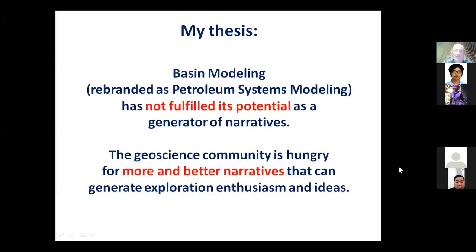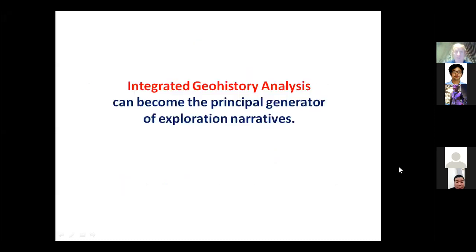My starting thesis is that basin modeling, of which IGA could be considered to be a part, and basin modeling rebranded as petroleum systems modeling in recent years, has not fulfilled its potential as a generator of narratives. Now, to be fair, it wasn't defined as a generator of narratives, but the fact is it hasn't moved in that direction. And I believe that the geoscience community is hungry for more and better narratives that can generate exploration enthusiasm and ideas. So that is where we're going to be going today. How do we generate narratives, and how can those narratives help us in exploration?